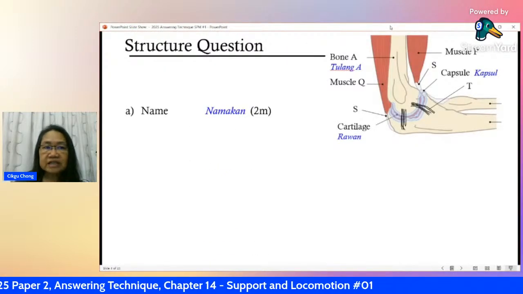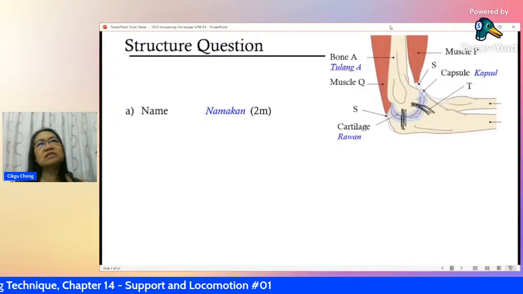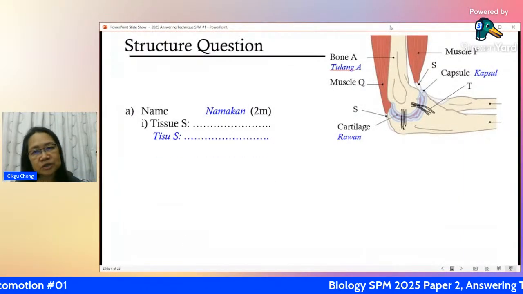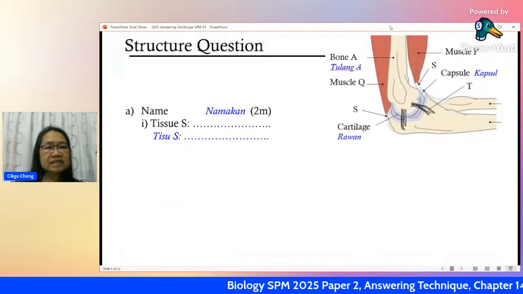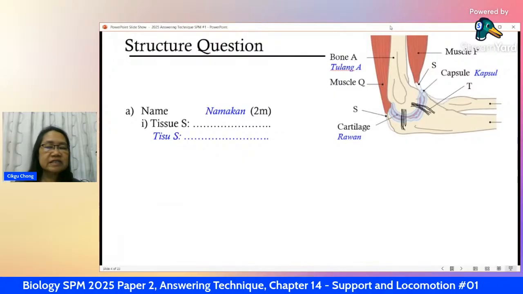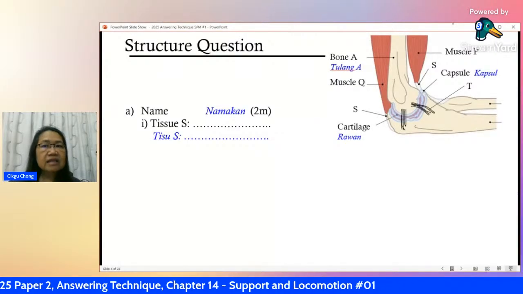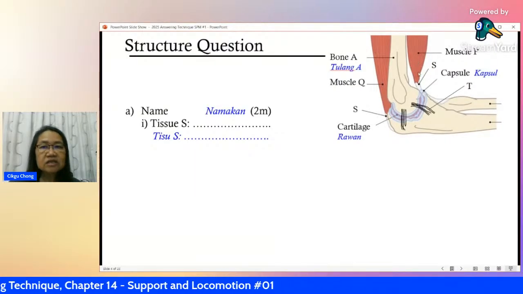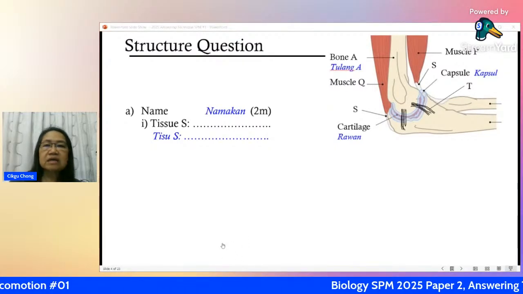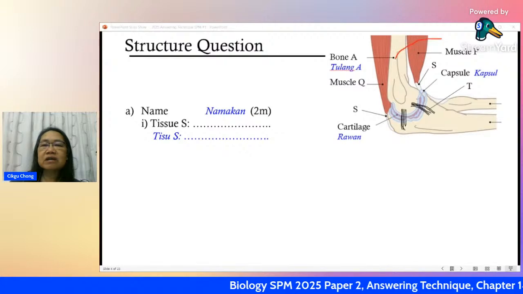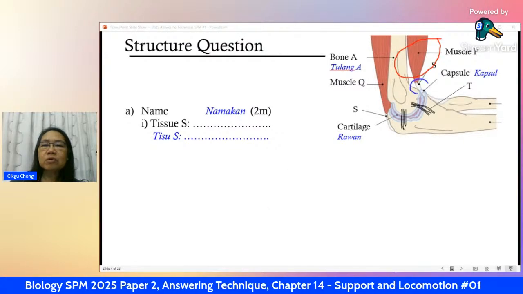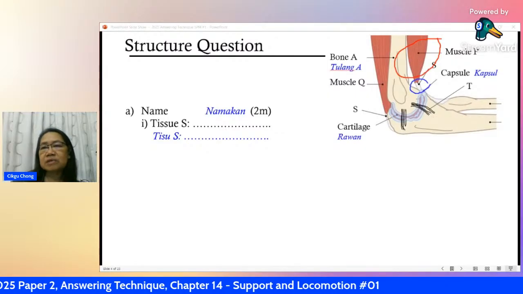Here's the question again. The simplest question is always the name. Tissue S is labeled white here, and it's very obvious that this tissue S is connecting the muscle to the bone. Let me label this. This is the muscle, and this is S, labeled white, connecting the muscle to the bone.